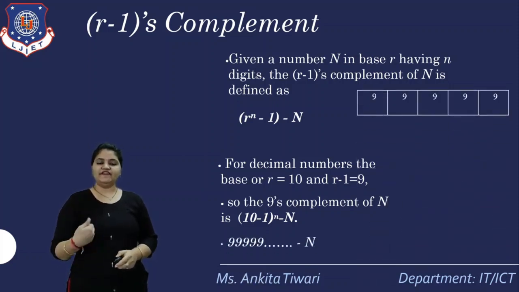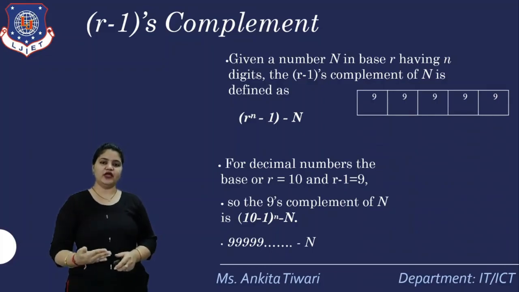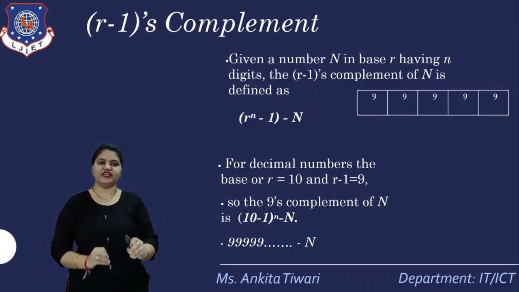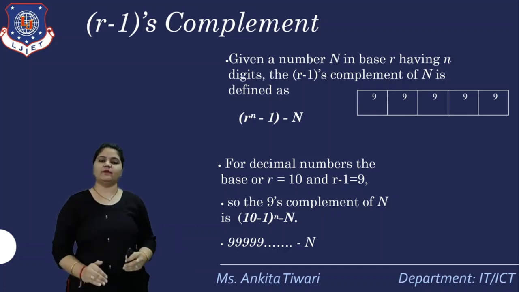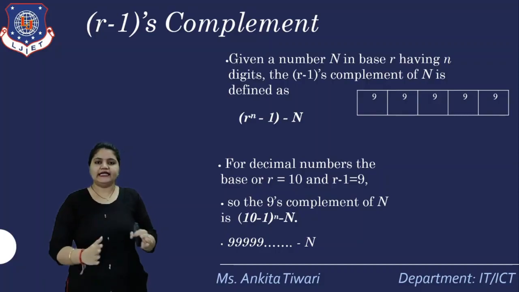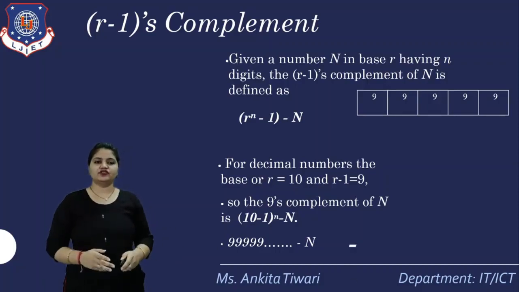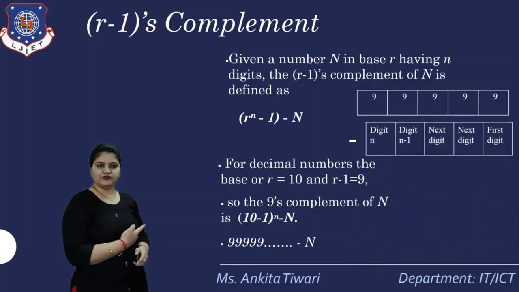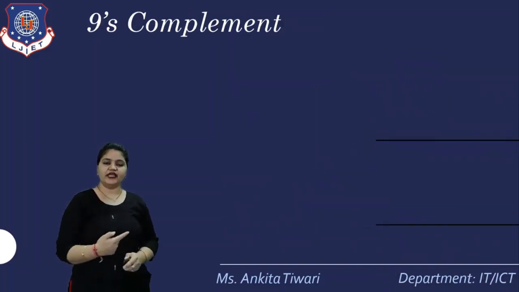So now if I have taken 9's, the same thing will be 10 minus 1 whole raised to your small n, the number of digits. Suppose it's 5, so 9 five times minus your number. If it is 4, 9 four times minus your number. So here 9 five times minus your number, you will get the answer.